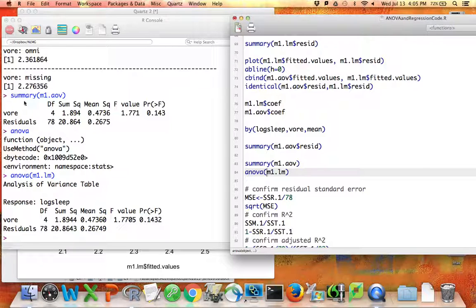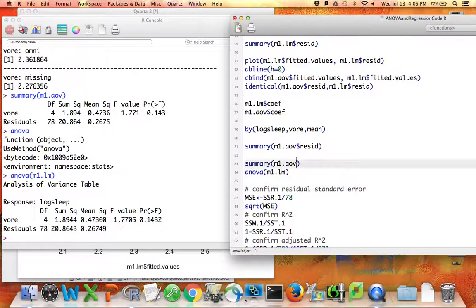Okay? So again, this is the summary of the ANOVA. This is anova parentheses output from the linear model. These are identical. Right? So what I'm showing you is that you can run it as an ANOVA or you can run it as a linear model, but either way, the coefficients are being estimated and the sum of squares ANOVA table is being calculated. The difference is the default in what's usually shown.